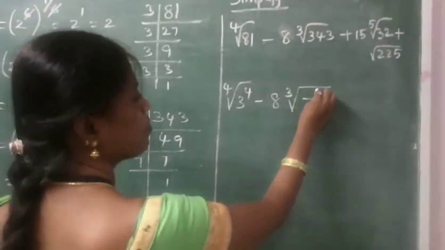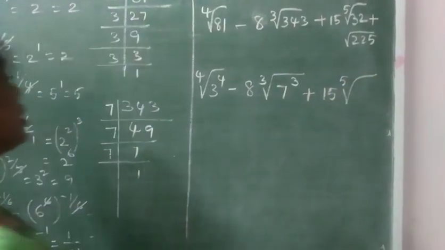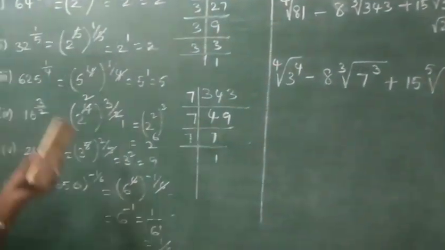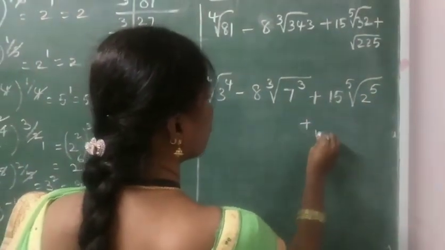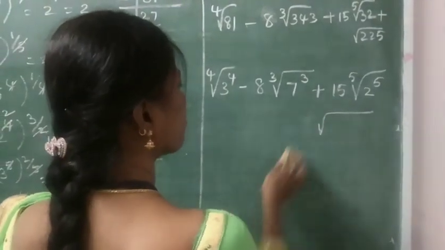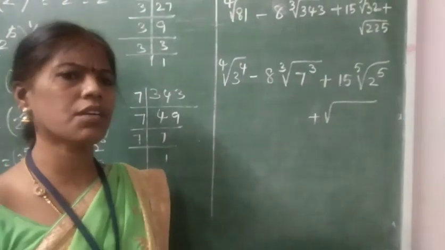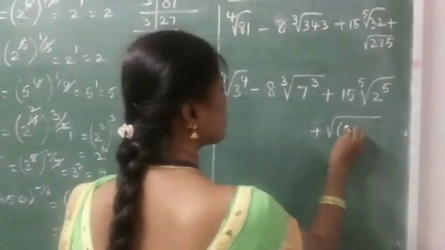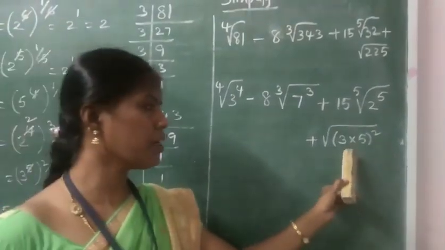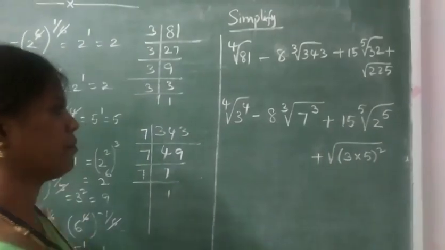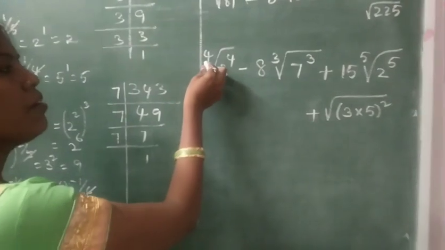7 cube plus 15 into 5th root of 32. Before also we had seen 32 is nothing but 2 power 5, plus root 225. 225 I simplify as 15 square. We know that 15 15s are 225. I write it as 3 into 5 whole square. Is it not? 3 5s are 15. 15 square is 225.